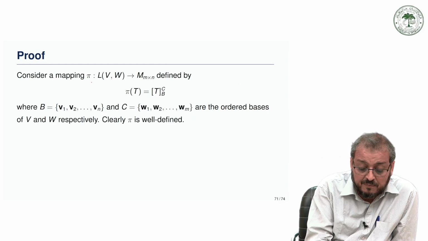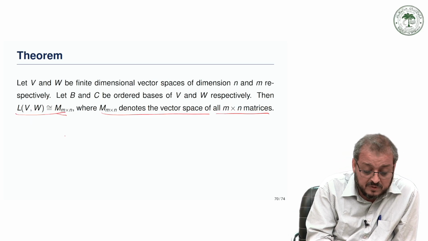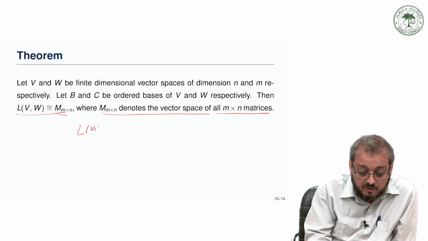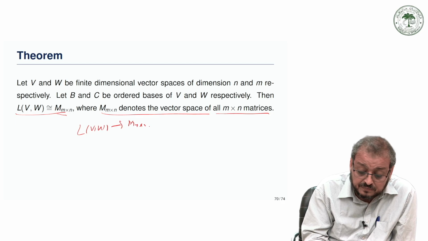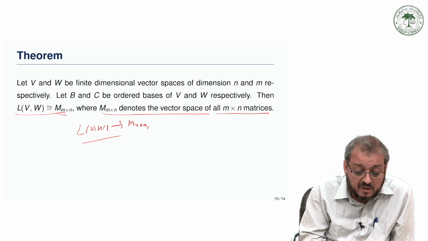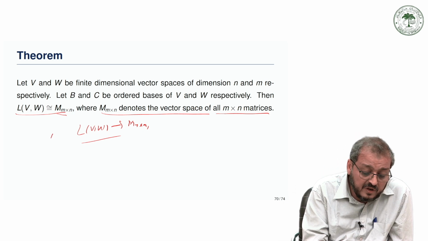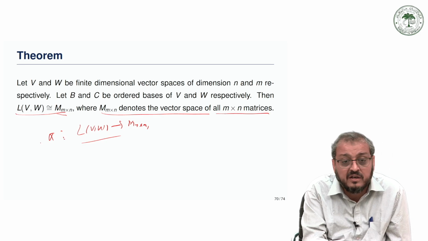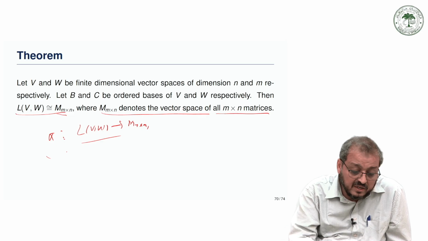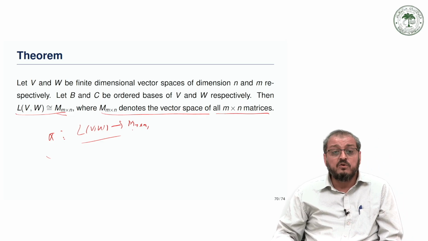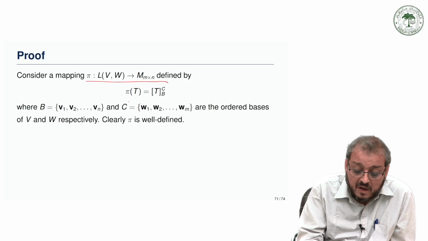Consider the map pi from L(V, W) to M_{m×n}, because we have to show that these two spaces are isomorphic. So this means we have some map from L(V, W) to M_{m×n}, which is one-one, onto, and also linear. If we take pi as a map which is well defined and linear, and we show that it is one-one and onto, then clearly these two spaces are isomorphic to each other.